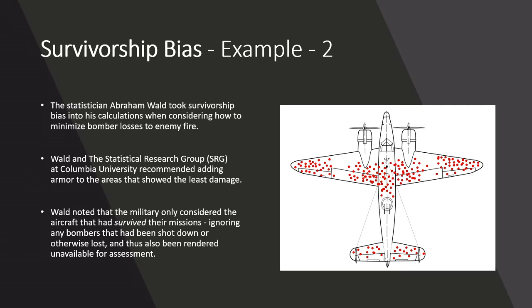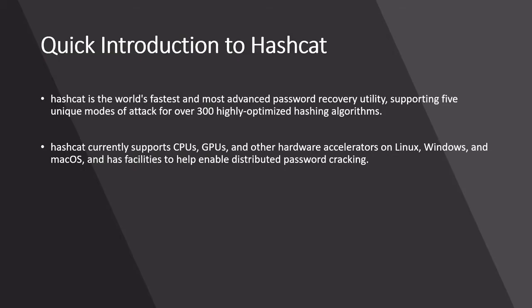Now into Hashcat. I'm going to start with an introduction to Hashcat and how to use it with a few test cases, and then work a real-world example. So what is Hashcat? Hashcat is an awesome password recovery tool. It works on all major OSs and has support for 300 plus hashing algorithms. It also supports CPU, GPU, and other hardware accelerators that can greatly speed up hacking, which is great if you can find a GPU these days, you know, at a non-scalping price.